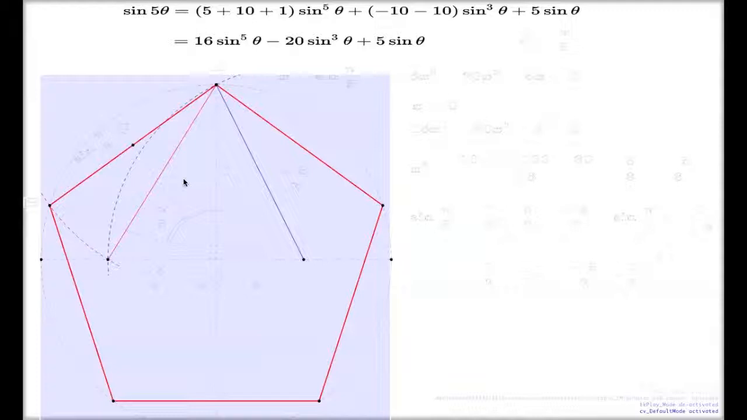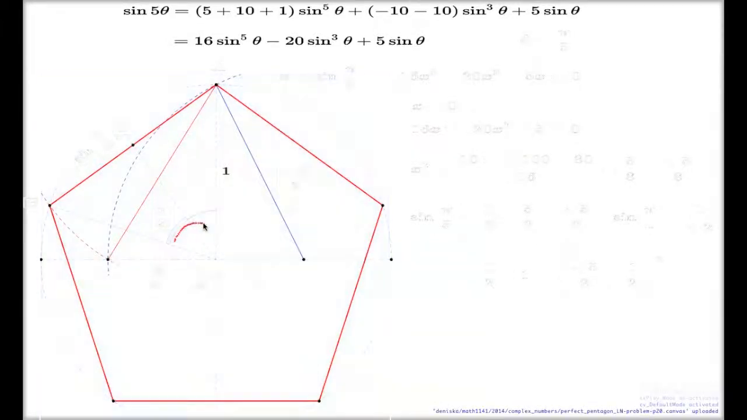But for now, let's just ask a question. What will be the side of this perfect pentagon, given that the pentagon is inscribed into the unit circle? Here's my unit circle, radius 1. Angle here, which is facing one of the sides of the pentagon.